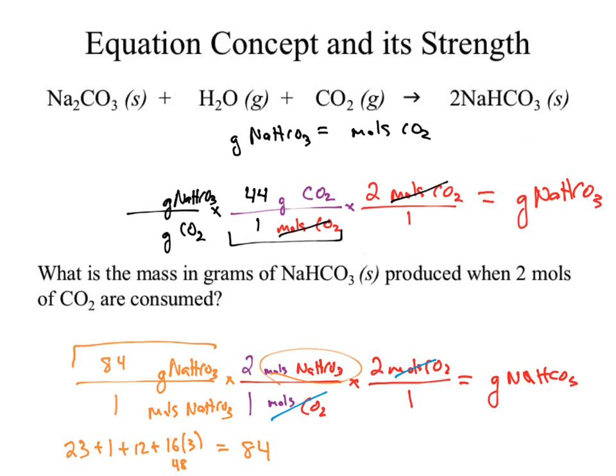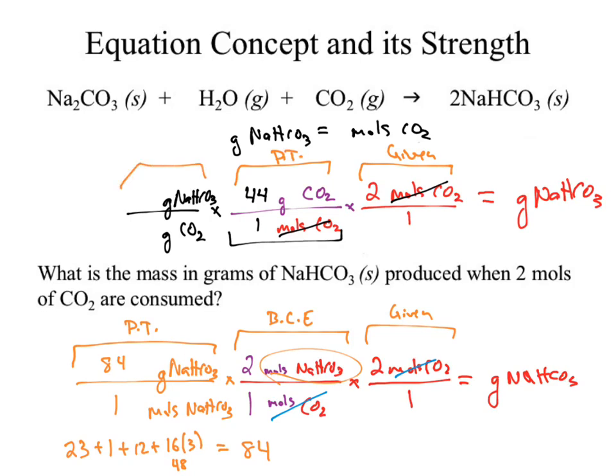Okay, let's take a minute and look at where we found these things. This came from the periodic table. This came from our equation, our balanced chemical equation. This was given. Look at the wrong path. What did we do? Given, periodic table. Okay. They're effectively the same things.